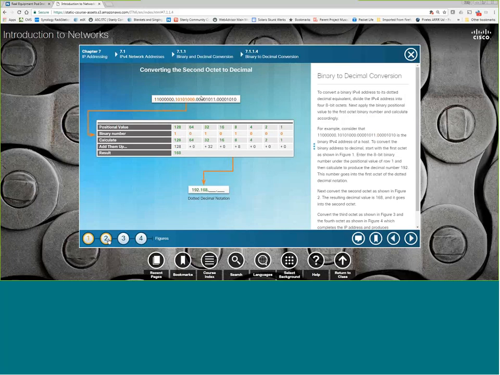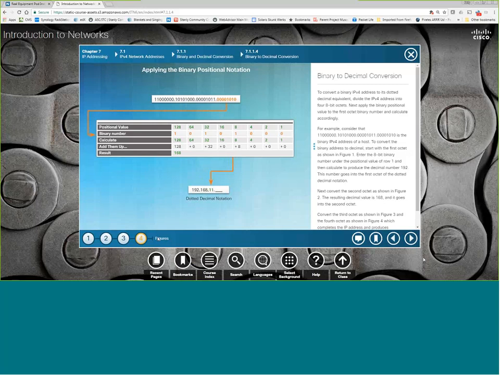Our next octet, 168: we go 128, subtract that, leaves us with 40. Can I subtract 64 from 40? No, but can I subtract 32? Yes. And then you go on down through and subtract that way, and you subtract that on out. So to convert from decimal to binary, we use the subtraction method.